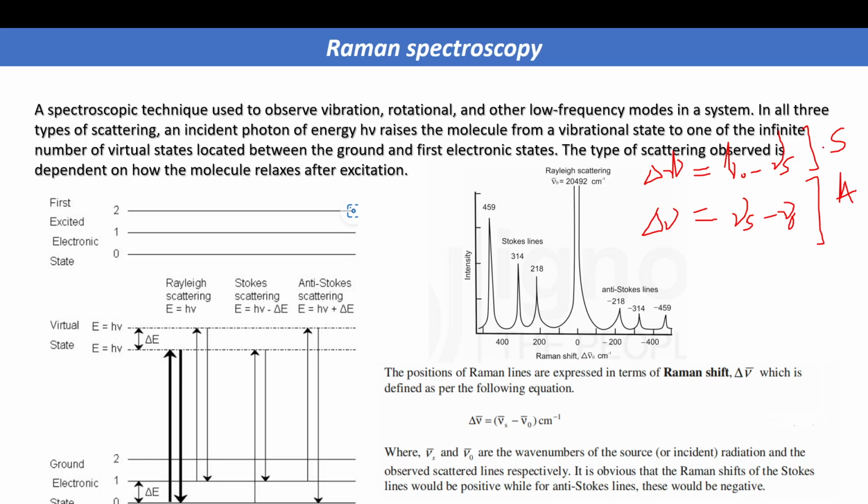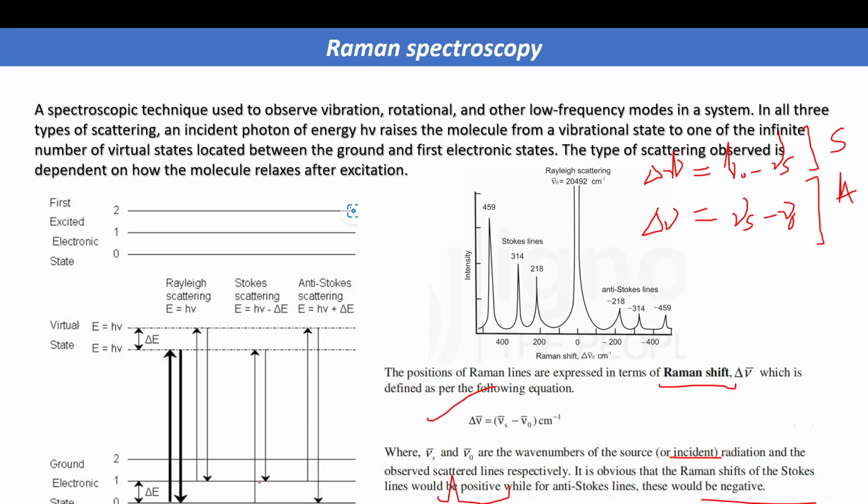Now, what is Raman shift? The positions of the Raman lines are expressed in terms of the Raman shift. It is defined by the following equation: delta mu bar is equal to mu s bar minus mu naught bar, where mu s and mu naught are the wave numbers of the source radiation and the observed scattered lines. It is obvious that the Raman shift of the Stokes lines would be positive, while for the anti-Stokes it would be negative. Why negative and why positive?